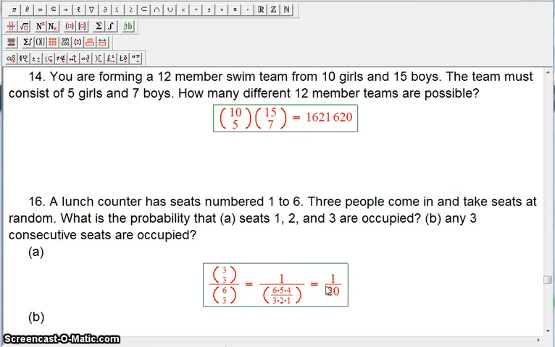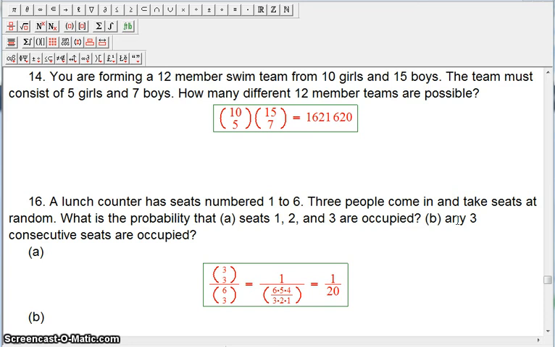What's the probability that any 3 consecutive seats are occupied? Well, that's the kind of thing that could strike you as maybe a much more complicated problem. But let's just see how it's similar to A. A is a special case of what they're talking about in B. What's the probability that these 3 consecutive seats are occupied? We already found the probability of that. It's 1 out of 20.